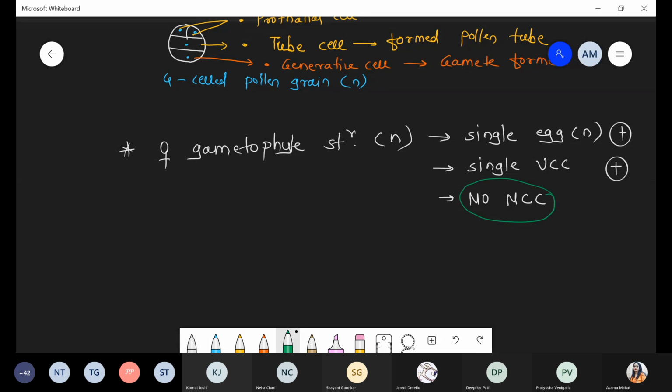Got it? So whenever we are talking about the female gametophyte, it means a completely haploid structure, right? The gametophyte consists of the egg cell as well as some protective or supportive cells. These are commonly called the gametophytic structure. Then this part.